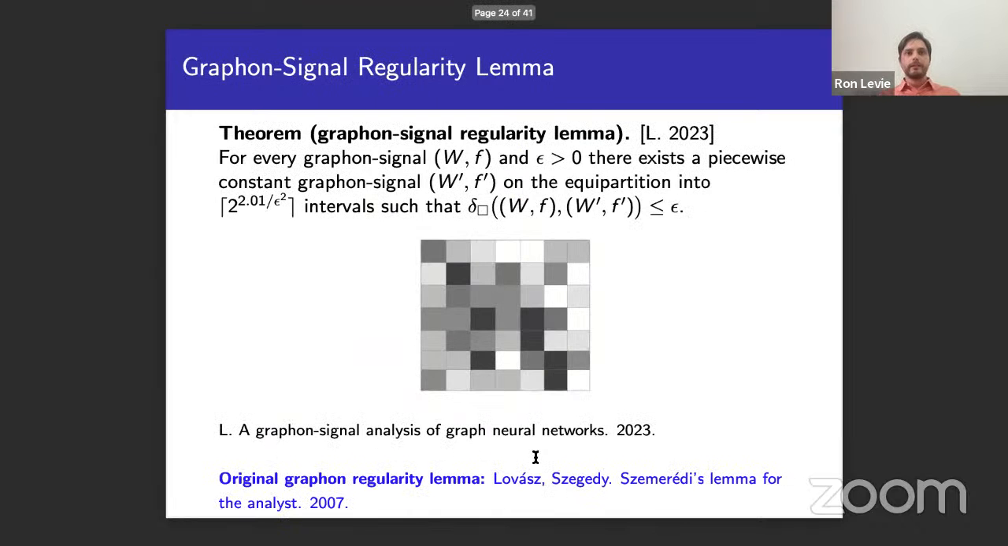By the way, in the regularity lemma, this bound is essentially tight, in the sense that if you decrease this constant 2 to something smaller, for every epsilon, there exists a graphon signal such that there is no stochastic block model with less than this number of blocks that approximates it. So this is essentially tight.